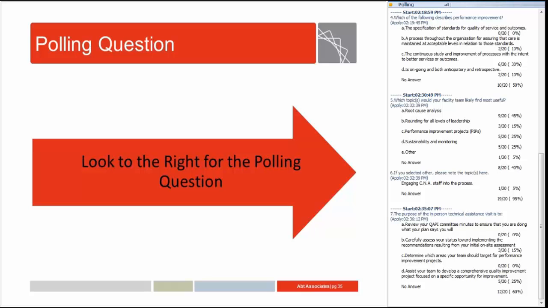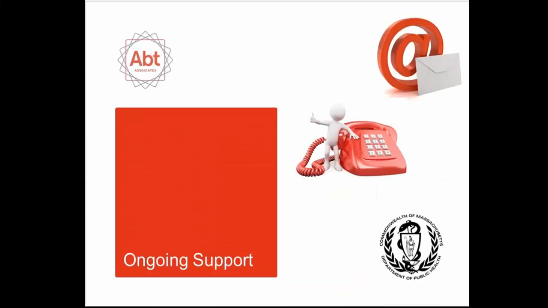Good. The correct answer is D. The app team that visits your facility will focus on assisting the team to develop a comprehensive quality improvement project focused on a specific opportunity. We will ask ahead of time on which area you'd like to focus, so we can make sure that we match our team members to your team's needs. So next I'd like to turn it over to my colleague Gabby, who's going to talk about ongoing support.